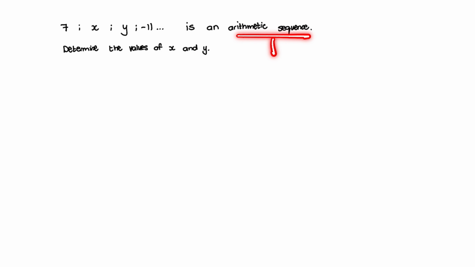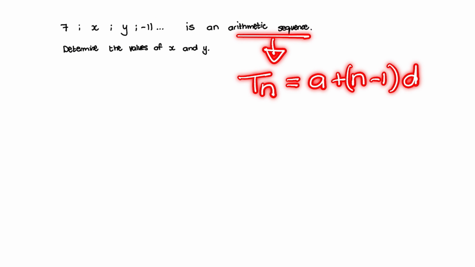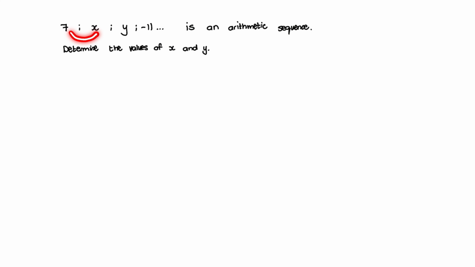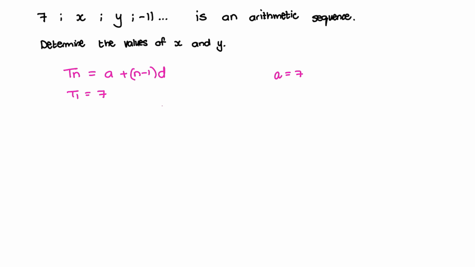So remember, an arithmetic sequence can be represented by Tn, and we have the formula a plus (n minus 1) multiplied by d. Also, what we know is that the difference between terms is consistent. Other information that we have from this sequence is that the first term is equal to 7. And because we have the first term, we also have the value of a.